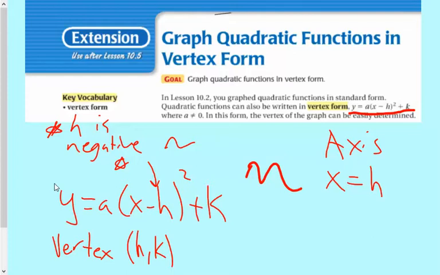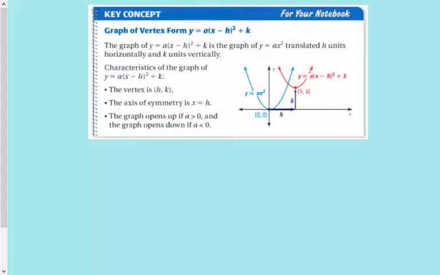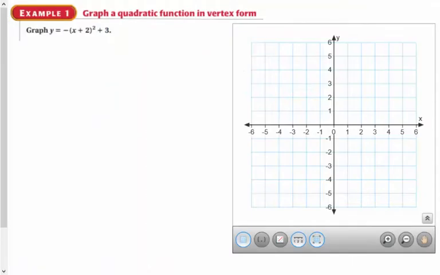Keep in mind, if a is greater than 0, it opens up. If a is less than 0, it opens down, just like before with our a being positive or negative. Okay, so that's a lot of the information. A lot of that same information is here. So I'm going to get right into an example.